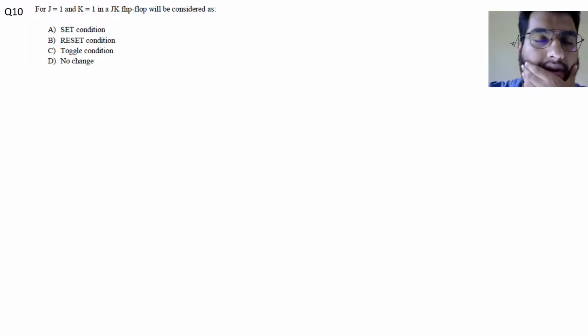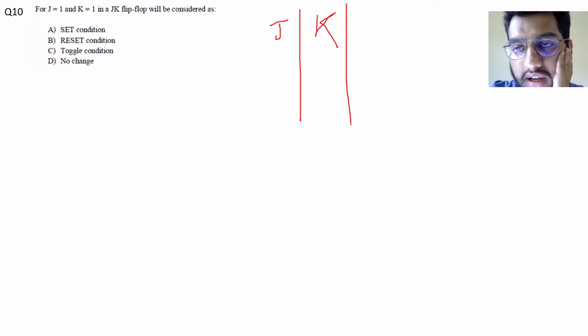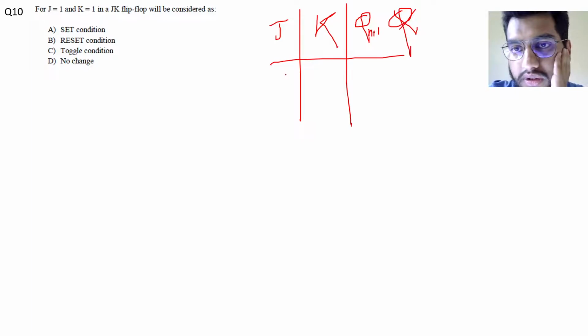So we have a condition here for J equal to 1 and K equal to 1, and a JK flip-flop will be considered as, so you guys saw it, it's a toggling condition, but still some people have joined in, so I'll just draw the truth table of JK flip-flop. It is J, K, Q and Q complement. So just write only Qn plus 1 here. So for 0 0, Qn plus 1 will be Qn; 0 1, it will be 0; 1 0, it will be 1; and 1 1, it will be Qn complement.